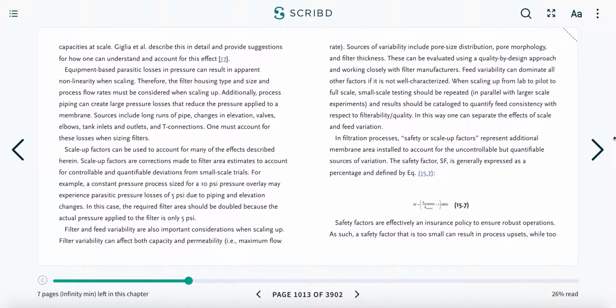Equipment-based parasitic losses in pressure can result in apparent nonlinearity when scaling. Therefore, the filter housing type and size and process flow rate must be considered when scaling up. So we have to go through this again.